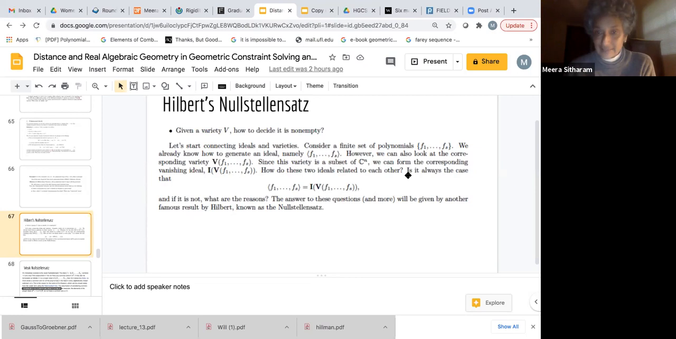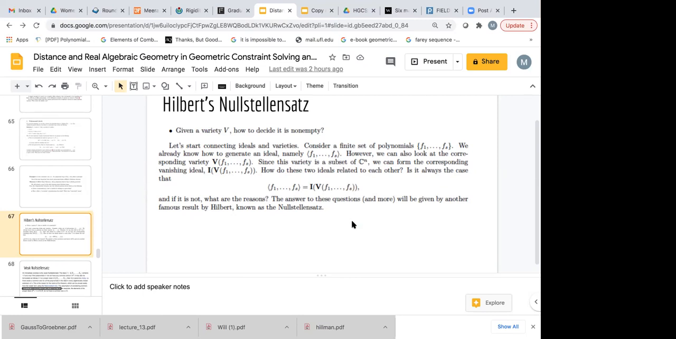So how do these ideals relate to each other? If you look at the vanishing ideal of this, which is all the polynomials that vanish exactly when all of these polynomials vanish, how is that related to the ideal that's generated as polynomial combinations of these polynomials? It turns out that they're exactly the same. Okay, not exactly. They vanish whenever all of these polynomials vanish.